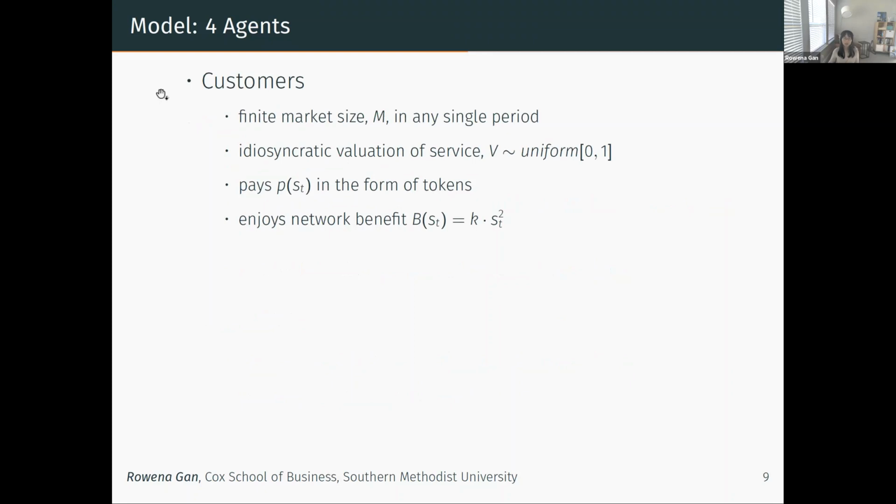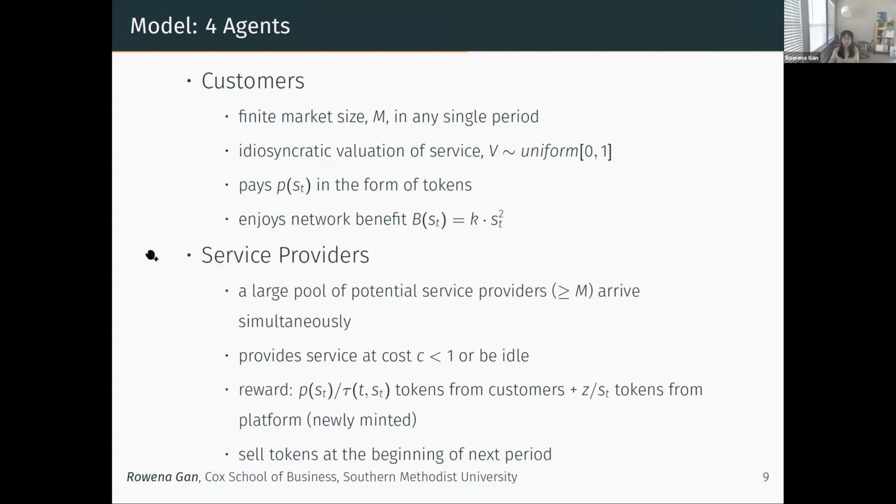Now, on the user side, there are customers and service providers. We assume that there's a finite market of customers of size M in any single period. Customers have idiosyncratic valuation of service. Each one receives 1 unit of service, and he or she pays the service provider P dollars, but in the form of tokens. And they enjoy some network benefit, which is in a quadratic form of the service level. Here, this K basically represents the network effect coefficient.